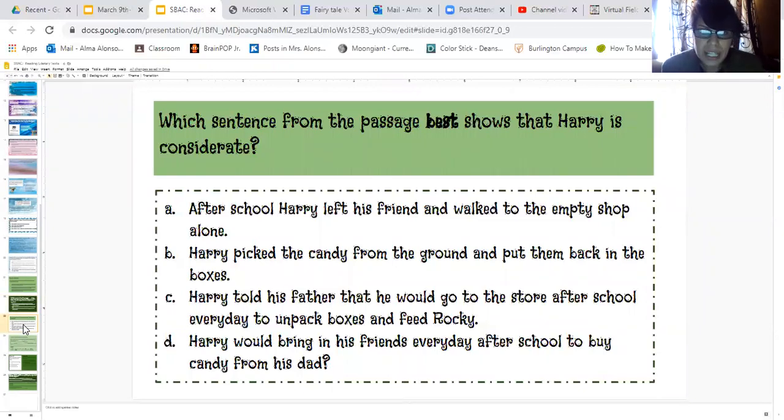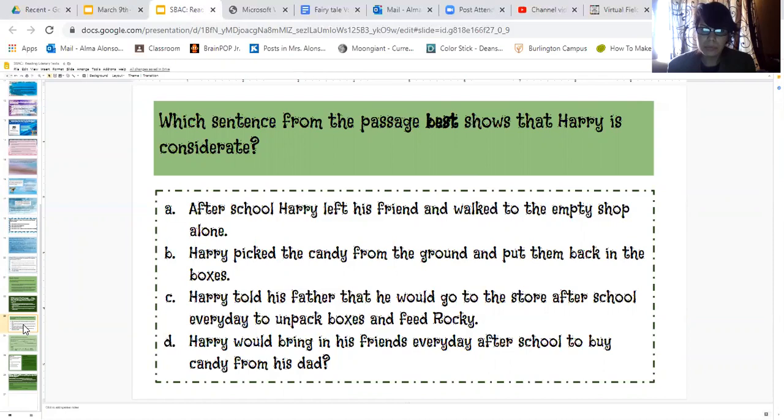So this is the last one. Which sentence from the passage best shows that Harry is considerate? So remember the word considerate, think about it in Spanish, considerar, right? Considerate, that you care, or you care about something, or you're considerate about something. For example, if you see someone that is crying, you would walk up to them and check in on them and ask, are you okay, right? That's being considerate. That means you care and you're concerned about that person or concerned about that particular thing.